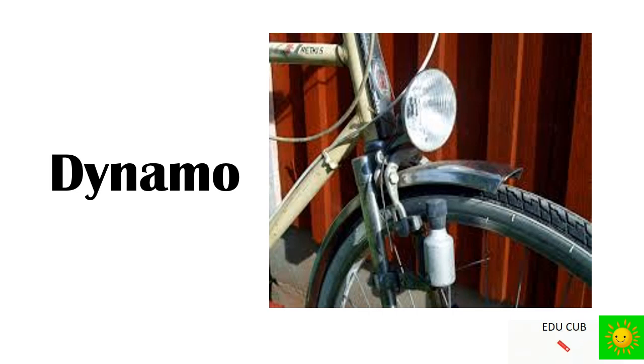Our next topic is the dynamo. A bicycle dynamo is used in most bicycles to light lamps at night. The dynamo is another source used to generate electricity. This is the system of a bicycle dynamo.